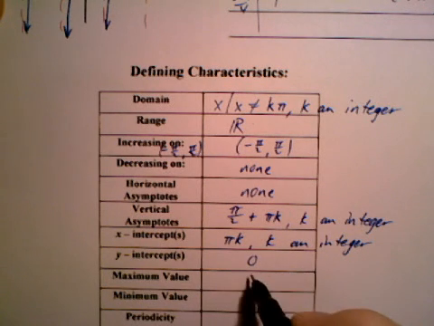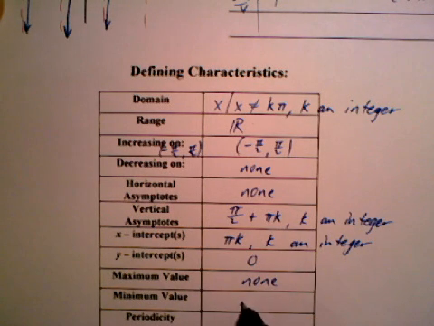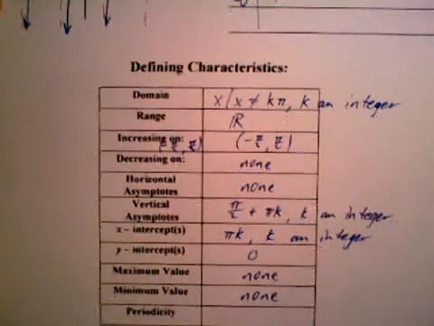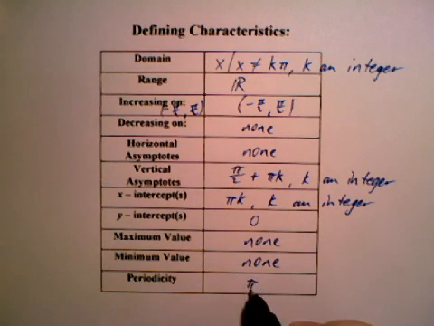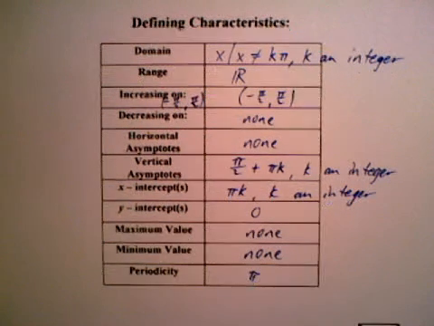Y-intercept is 0, maximum value none. You know, if you have a range of all real numbers, there's no way you can have a max or a min value. Okay, periodicity. So the tangent repeats itself every pi radians.